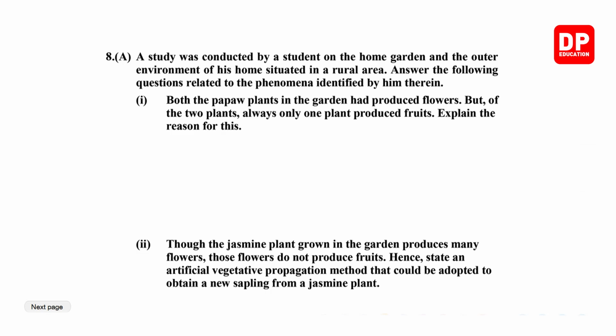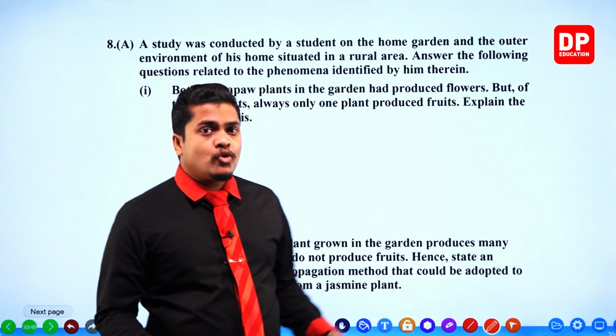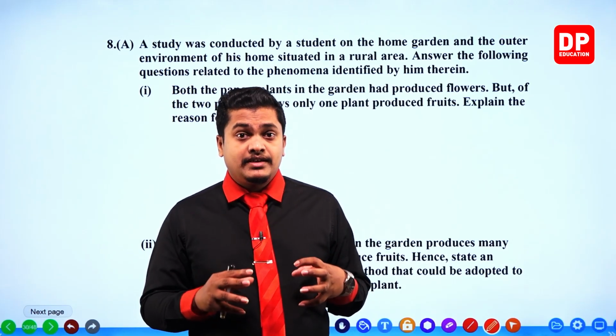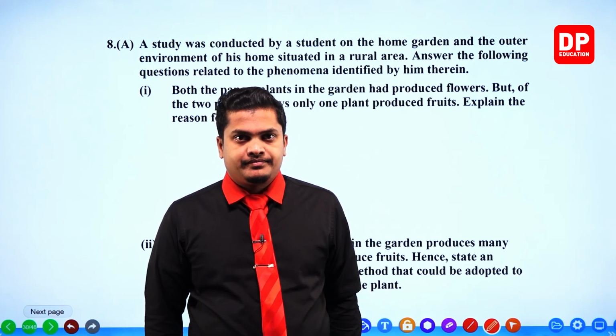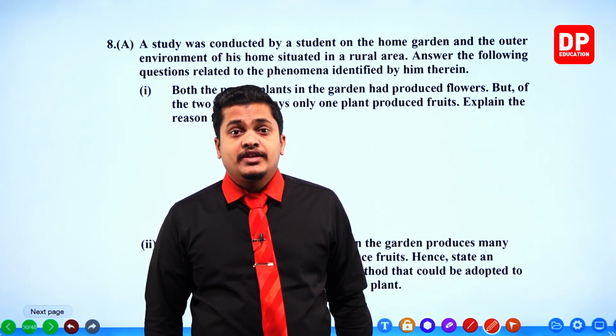Both the papaw plants in the garden had produced flowers, but of the 2 plants, only one plant produced fruits. Explain the reason for this. Now, papaw is a dioecious plant, my dear children. Right? Papaw is a dioecious plant.